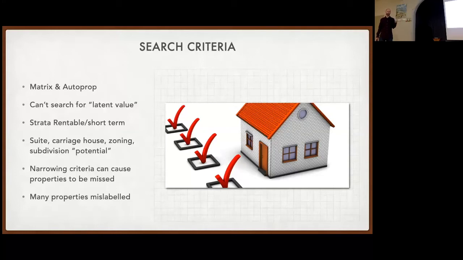Lots of agents just completely fail to advertise properties correctly. Maybe it has a basement suite, but they didn't put it in the listing, and that won't show up when I check the box for it having a suite. So you do need to weigh the pros and cons of narrowing your search criteria, so it's easy to find what you want, but you're not missing opportunities. So you've got to take it with a grain of salt, and that's why I try not to narrow it too much.